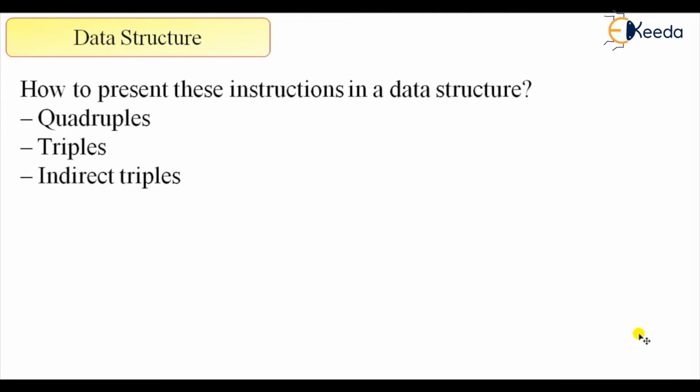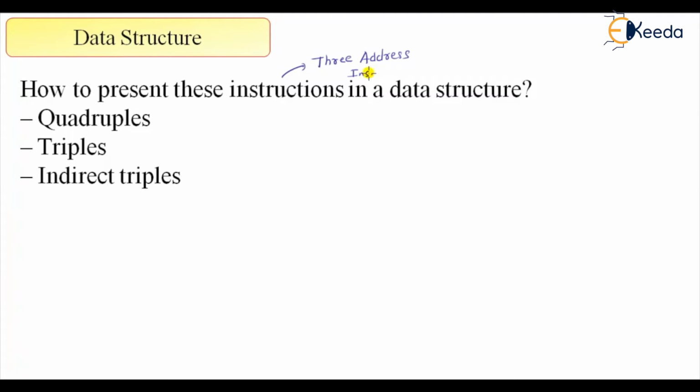Hello everyone, and in this new section we are seeing the data structure required to represent 3-address code. So the question is how to present these instructions in a data structure. That is the idea: how we are going to present these instructions in a data structure. Instruction means which instruction? The 3-address instruction.